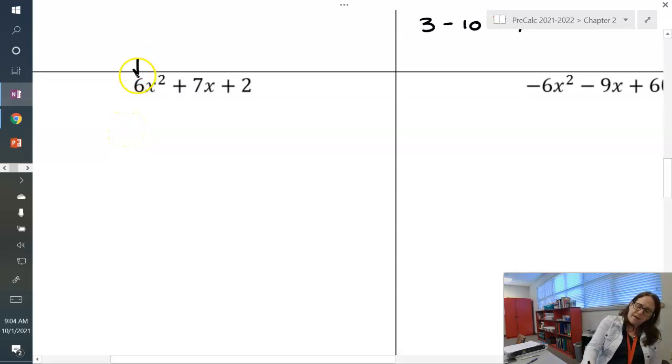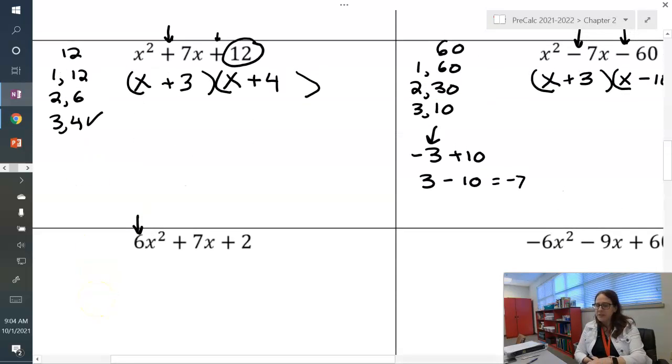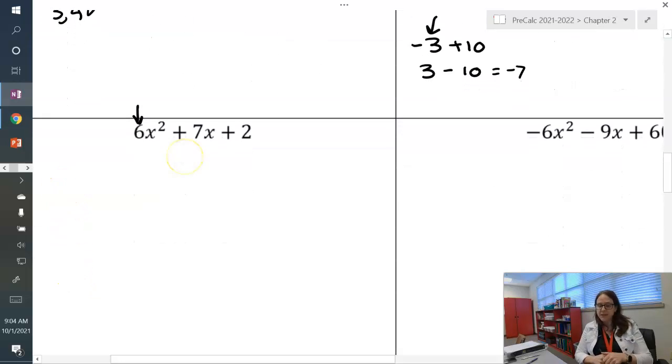Now I have a leading coefficient there. I have that 6. So I can't use this quick and simple factoring. So the first thing I try to do is, can I pull that 6 out? Because if I can, I can use my quick and simple. But I can't because of that 7. So I'm not going to be able to pull it out.